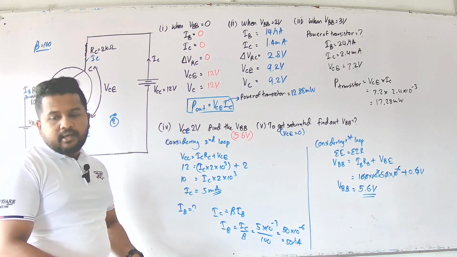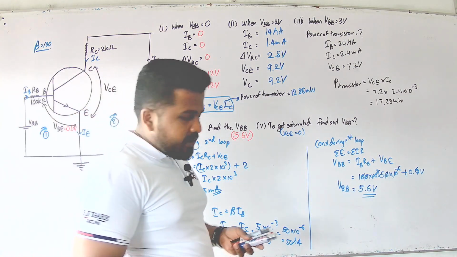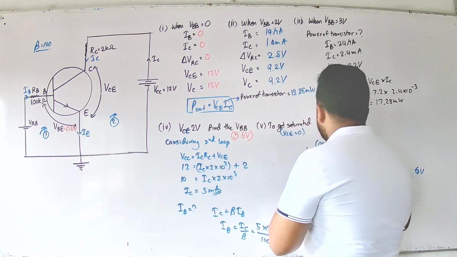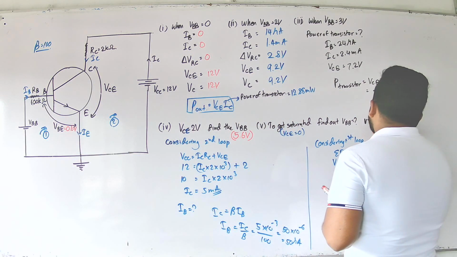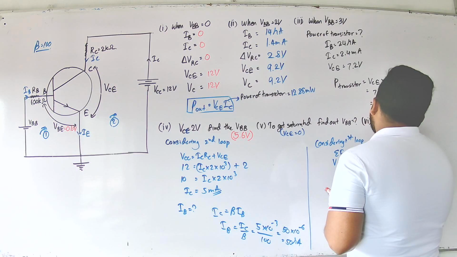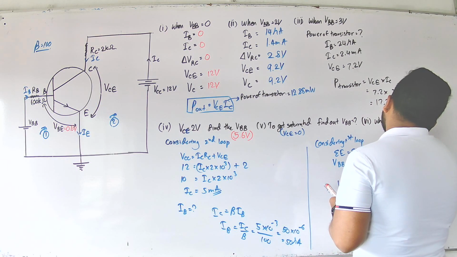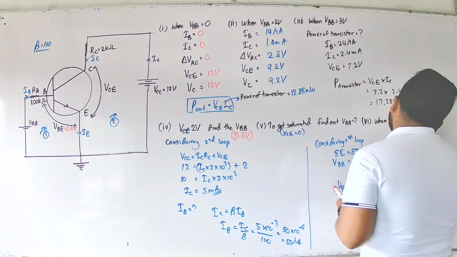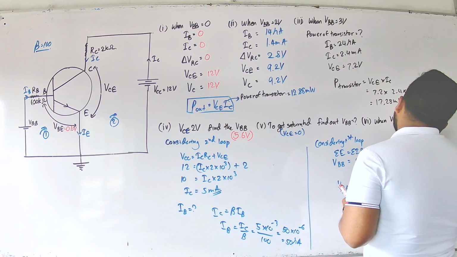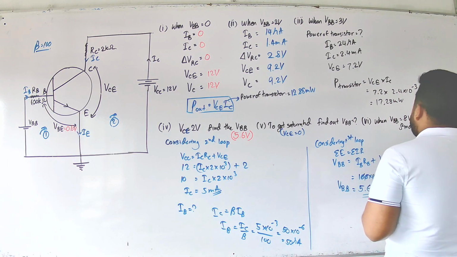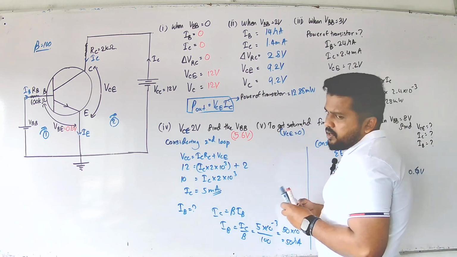So, also find out the sixth one. When VBB equals 8 volt, find VC, IC, IB. You find out that one also.